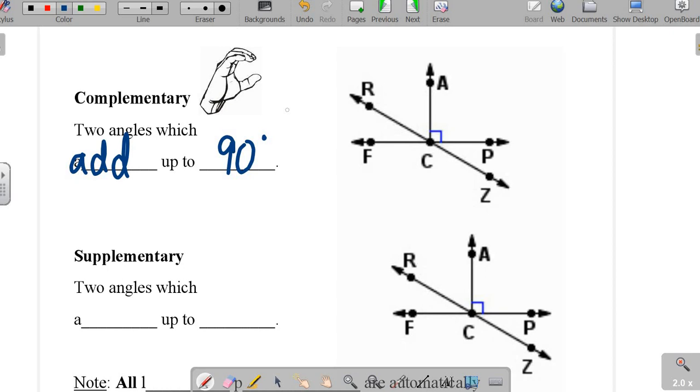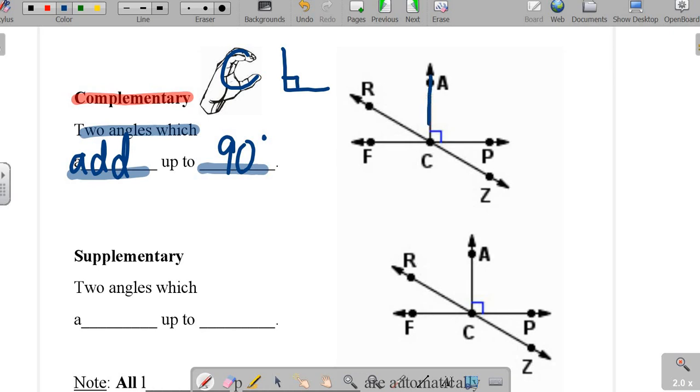Complementary angles are two angles that add up to 90 degrees. Complementary, say it out loud. Complementary adds up to 90 degrees. I'd like you to make a C with your hand. Make a C. Say this out loud again. Complementary, two angles which add up to 90 degrees. So imagine that C with your hand and then stretch out your fingers to make a 90-degree angle. Complementary, 90 degrees. So any pair of angles that add up to 90.